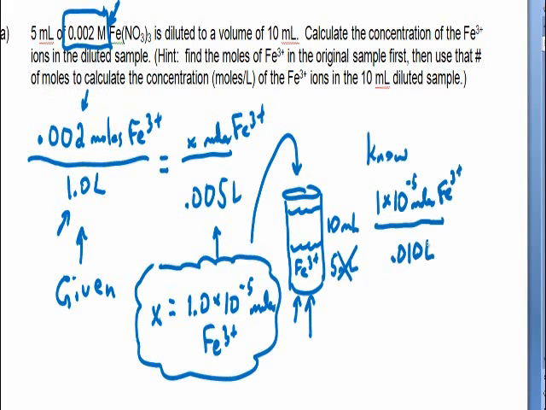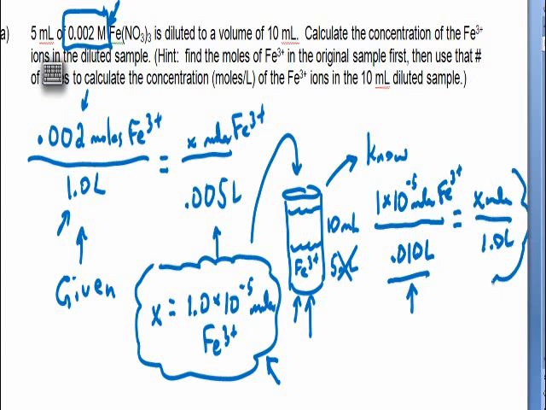What we now know is that we have 1 times 10 to the negative 5th moles of iron ions, which we got from our 5 milliliter sample, but it's no longer in a 5 milliliter volume. We've diluted it so that the volume is now 0.010 liters. So we have 1 times 10 to the negative 5th moles of iron ions in 0.01 liters, which would be the same as X moles present in 1 liter. Once we have this in terms of how many moles are in 1 liter, that would be our concentration of the iron ions in the diluted solution.